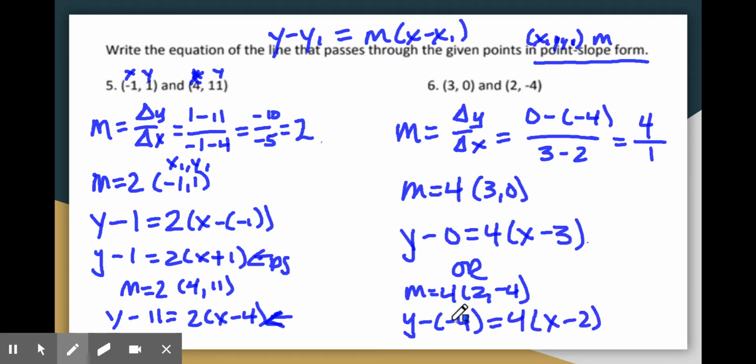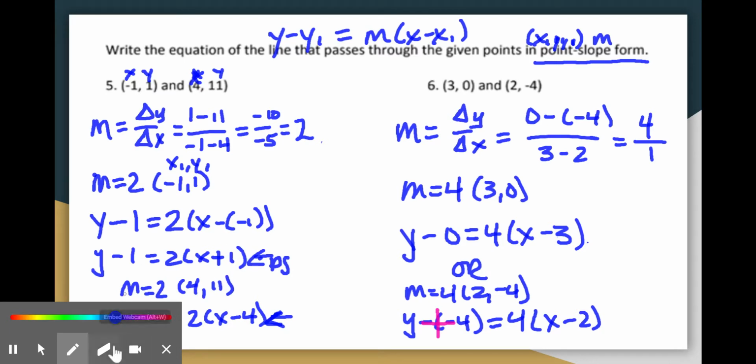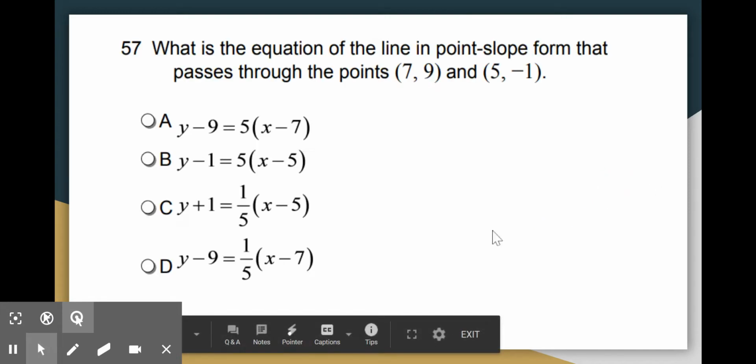And then the two negatives will make a positive. So let me switch this around here real quick. Two negatives make a positive, and I get y plus 4 equals 4 times x minus 2. And that's it. I'm all done. That's how you would do it. All right, coming up, now it's your turn.